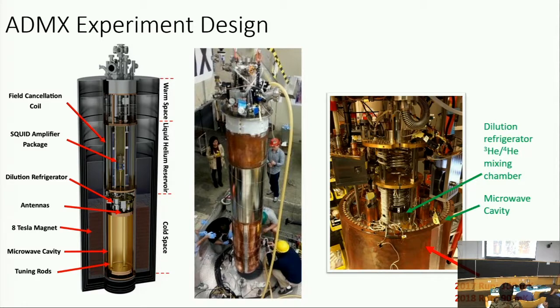This is what current generation ADMX looks like, again with the captions cut off, but you can see that there's a big magnet down at the bottom, and there's a big microwave resonator cavity. So here's where the axions arrive and are converted to photons and bounce around. Then there's a package of electronics, which is way up here.